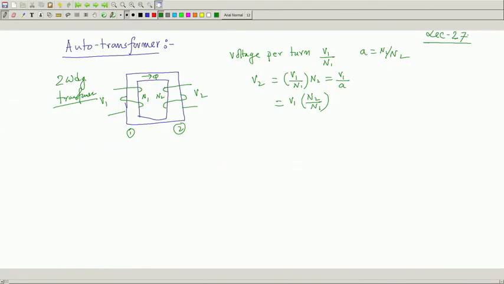Welcome to lecture number 27. Our earlier classes were very important. We derived expressions for efficiency and regulations, and we then told at the end that our next topic will be auto transformer.